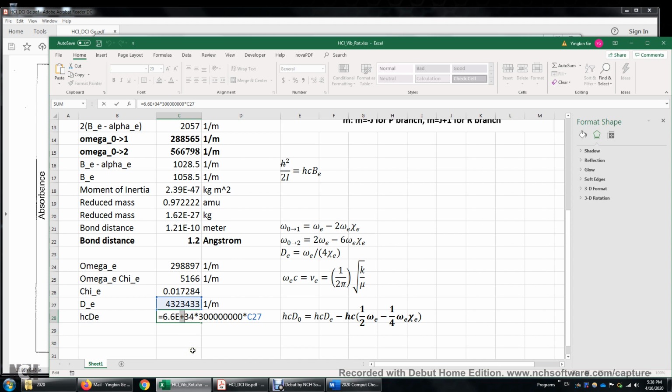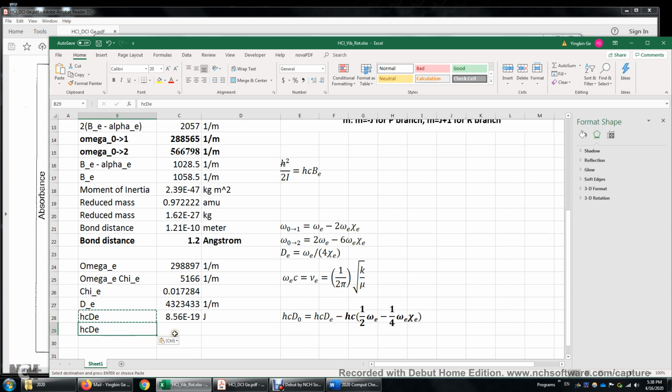There's a problem here. The unit is joule. This is the potential energy depth of HCl. And we can convert this number to kilojoule per mole by multiplying this number with the Avogadro constant. I forgot one thing. This is going to be joule per mole, so now it's kilojoule per mole.